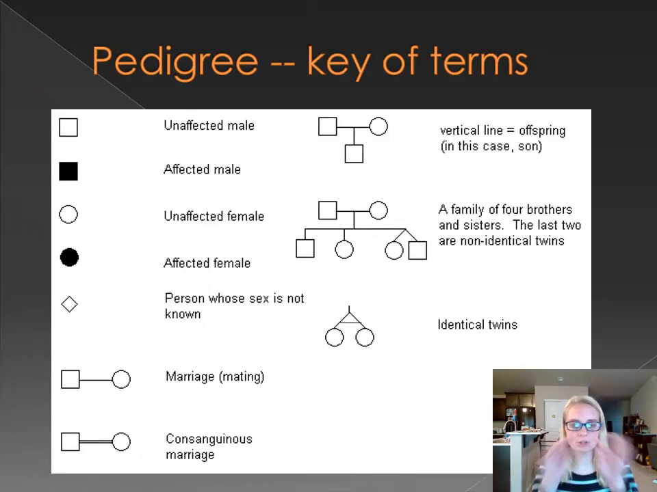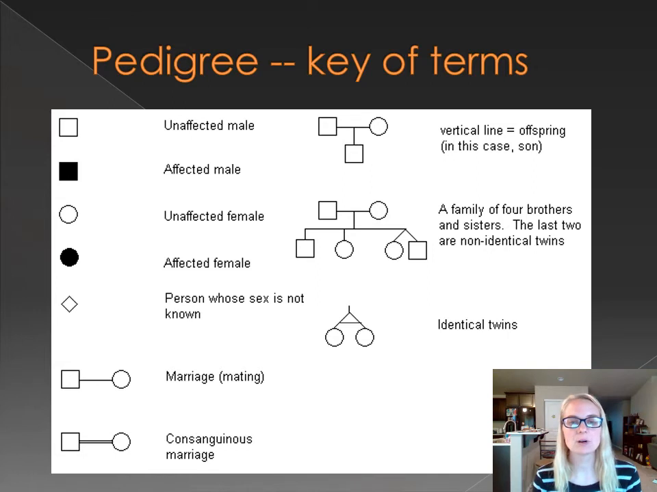Pedigrees are charts, and you'll see one in the textbook and in these examples. They're written as a series of shapes, usually boxes and circles, and lines indicating relationships. A square is a male, and a circle is a female. If you see a diamond, it just means the sex is unknown, maybe because it was an infant that died before any records were kept, or something along those lines.